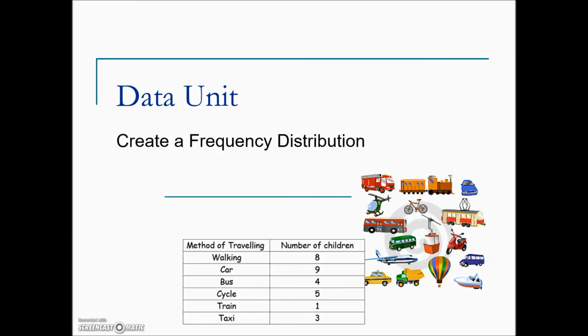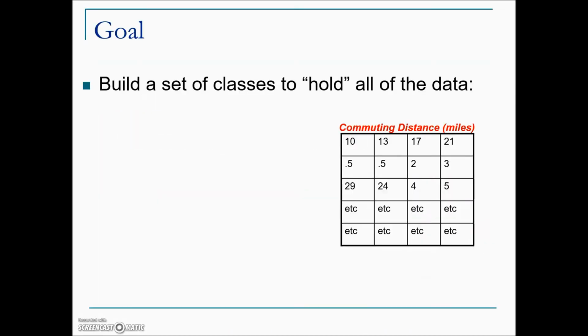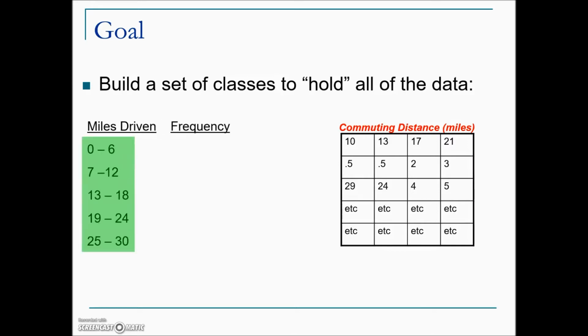Creating a frequency distribution, part 2. In this example, we are going to build a set of classes to hold all of the data. Here we have a new set of data showing commuting distances. What we're going to cover is how to determine those classes and then how to generate those frequencies.